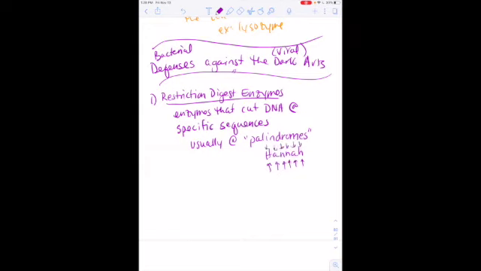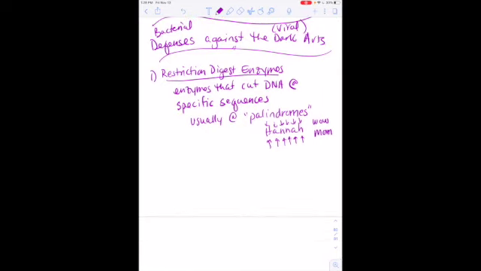H-A-N-N-A-H. That is a palindrome. The word wow is a palindrome. The word mom is a palindrome, although albeit they're very, very short ones, pretty easy ones too. DNA has palindromes as well.